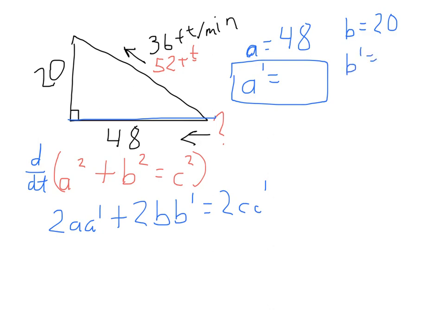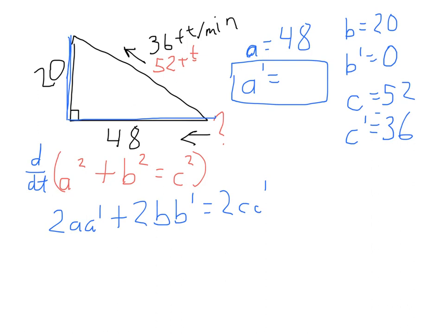B prime, that's how fast the height of this pier is changing. Well, the pier does not change height, so b prime is 0. C is the length of the hypotenuse, which right now is 52 feet, and c prime, the rate at which the length is changing, it's getting pulled in at negative 36 feet per minute. It's getting smaller by 36 feet per minute.